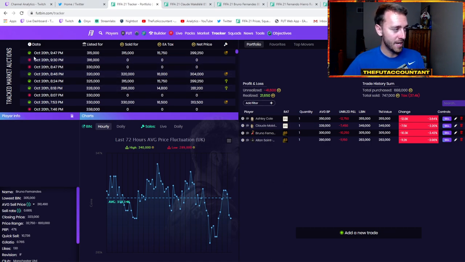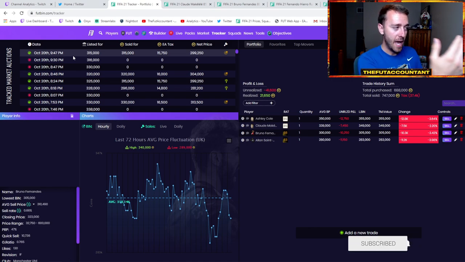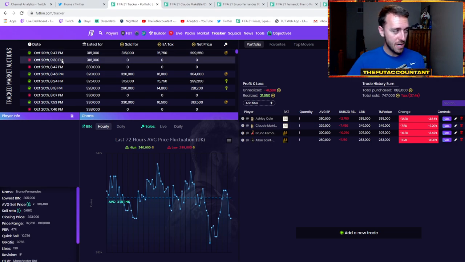This is the biggest thing right here, the tracked market auctions. Now, this is not 100% accurate, all right? I have to put an asterisk on it. FUTBIN is not updating at all times with every single auction that gets put up on the game, but this is still incredibly useful information.